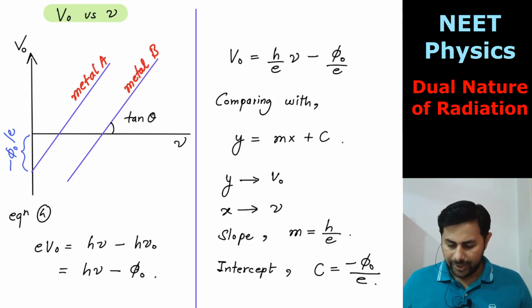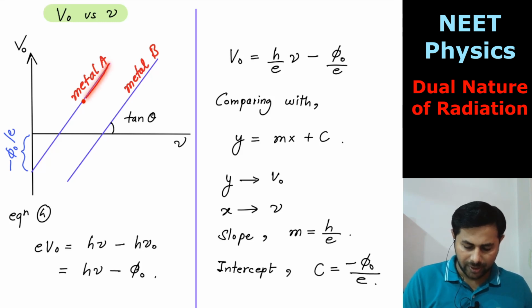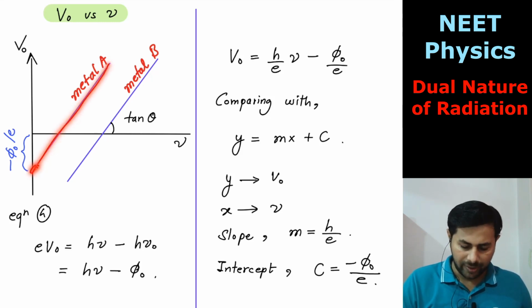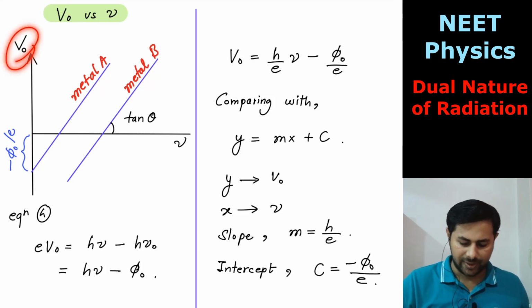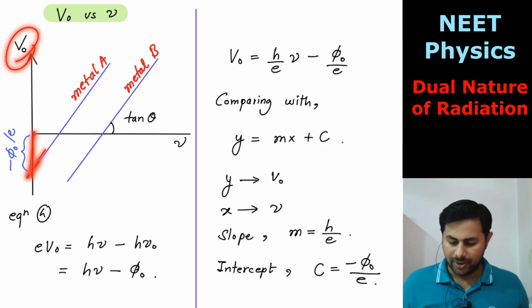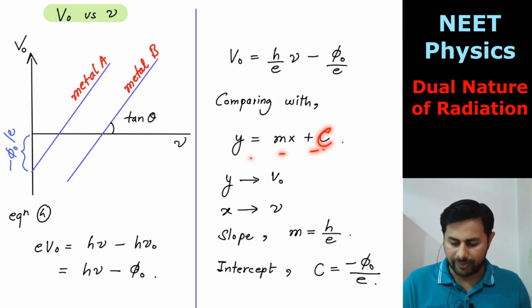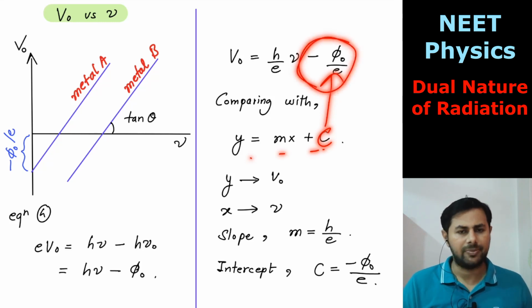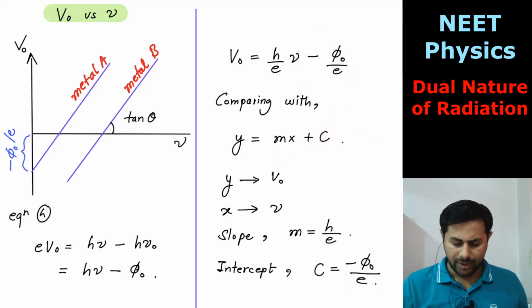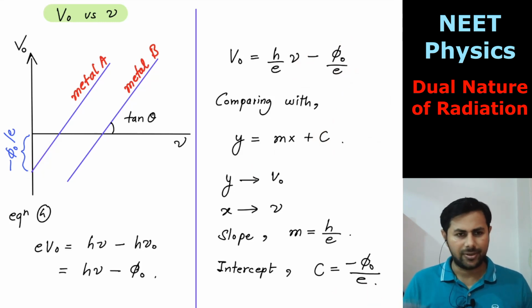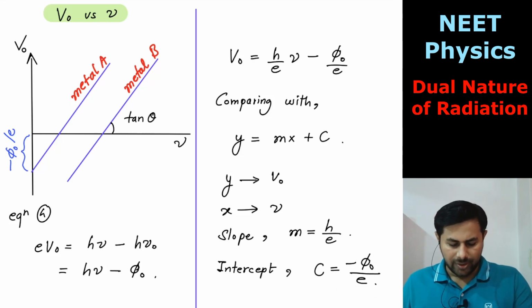Okay, good. And then next is the intercept. What is the intercept? The point at which x is 0. This line will cut the y-axis, here it is the V naught axis. The line cuts over here, so that is the intercept. Now if you compare that with y equals mx plus c, then the intercept is equal to minus phi naught divided by e. So it explains this graph too, right? This is clear. So Einstein's theory explains all of the observations of the photoelectric effect.